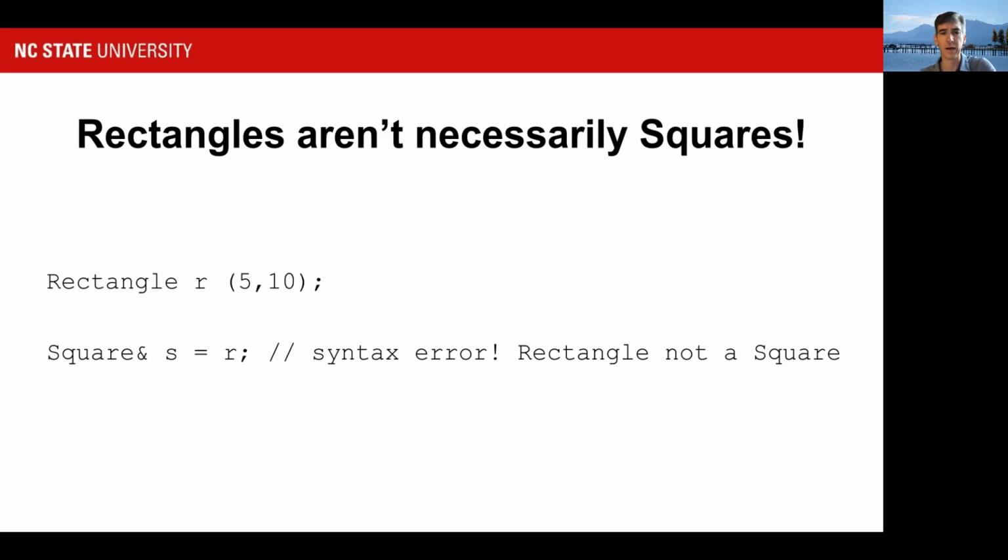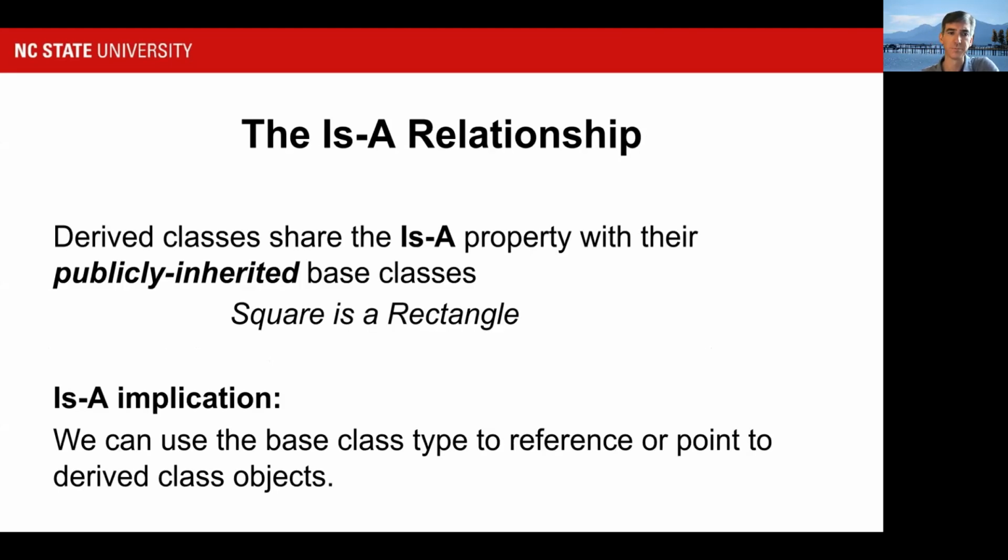Okay. However, the converse is not true. Rectangles aren't necessarily squares. And so if I make a rectangle and then try to make a square reference to refer to that rectangle, that's a syntax error. Because the compiler knows that a rectangle is not a square, right? And every kindergartner knows that. A rectangle may not be a square, but a square is a rectangle. The other way works, but this way does not work.